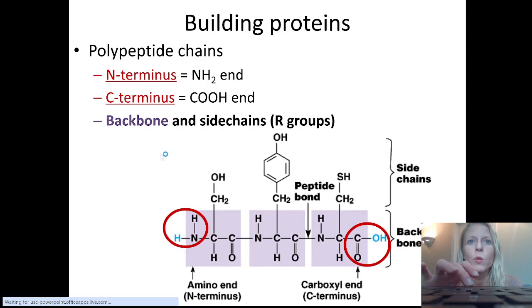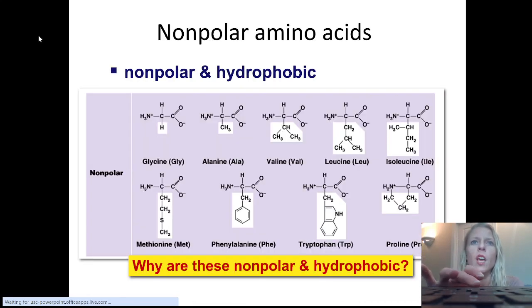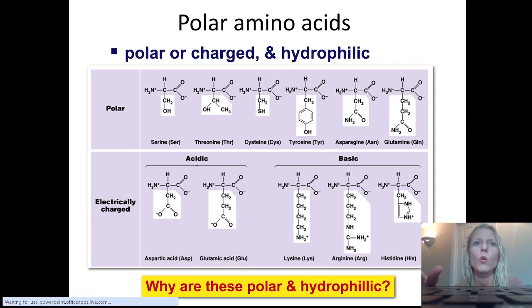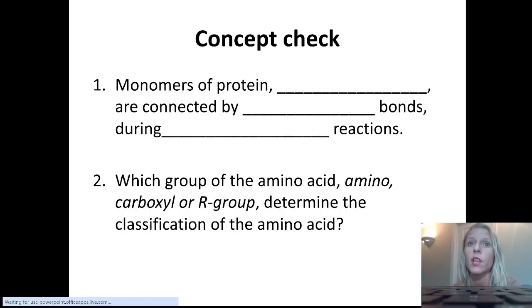When we build proteins, we're working with hydrolysis or dehydration reactions. We have nonpolar amino acids. Okay, and we have polar and charged amino acids. So there's only 20 amino acids, but the different combinations that we can use are enough for lots and lots of life on Earth.